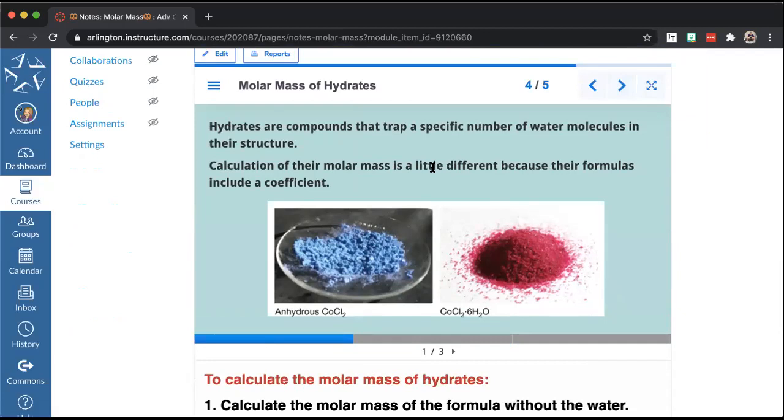And so that changes their molar mass, because if they've trapped water molecules, that means there's some hydrogen and oxygen that are adding on to the molar mass. So this is an example. This is cobalt(II) chloride. And if it's anhydrous, which means that it doesn't have any water in it, then it's this kind of blue, powdery color.